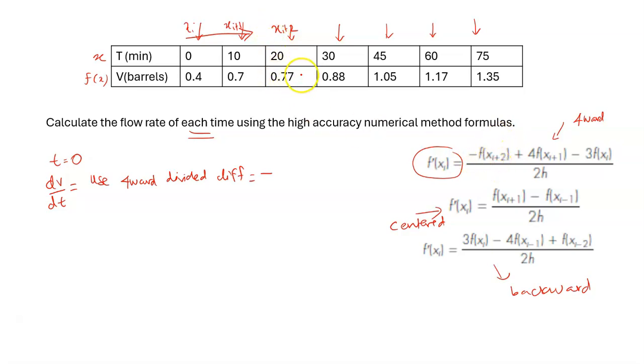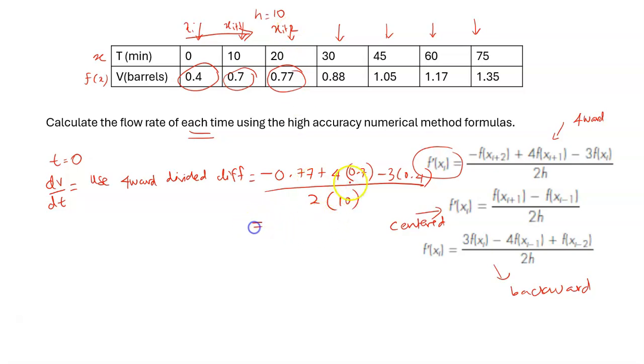f(x_{i+2}) is this one, 0.77, plus 4 f(x_{i+1}), which is this one, 0.7, and then minus 3 f(x_i), here this one, 0.4, and then divided by 2h. h is the step size. So the step size between this data to this data, between this data to this data, is 10. All right, the step size is 10.